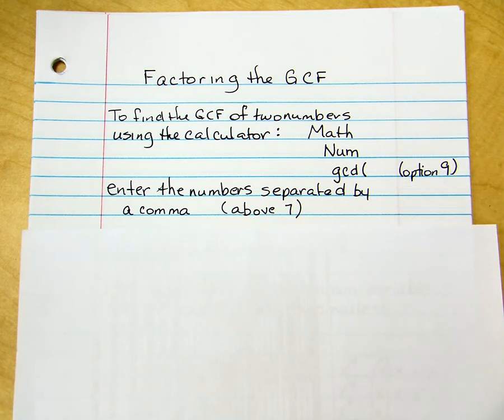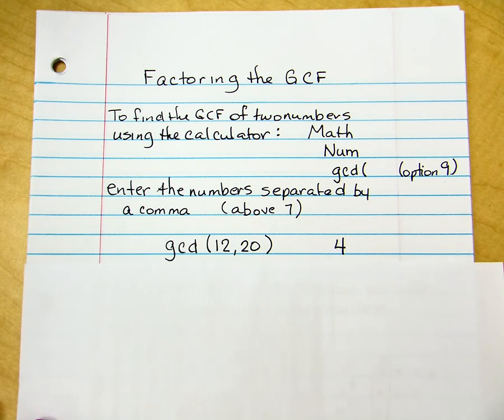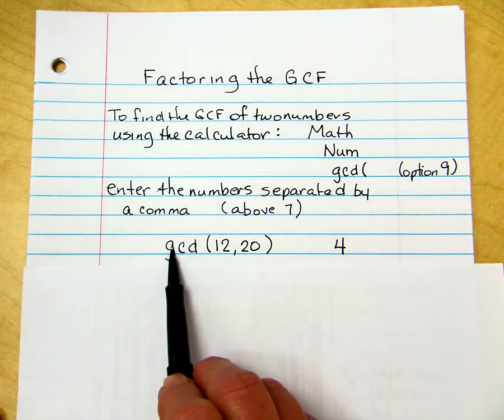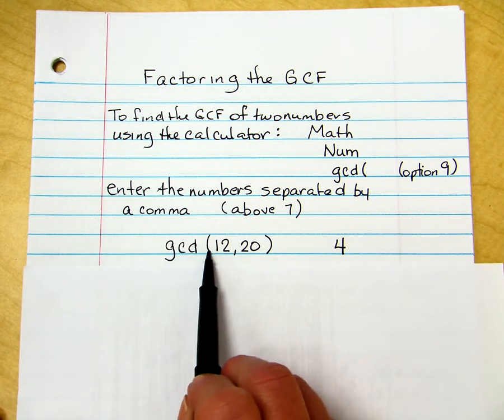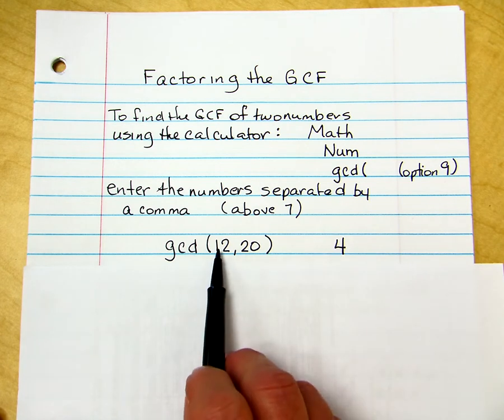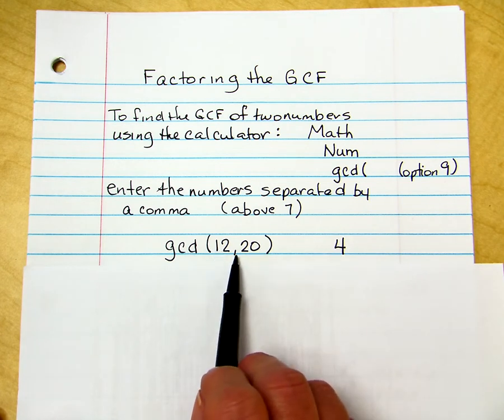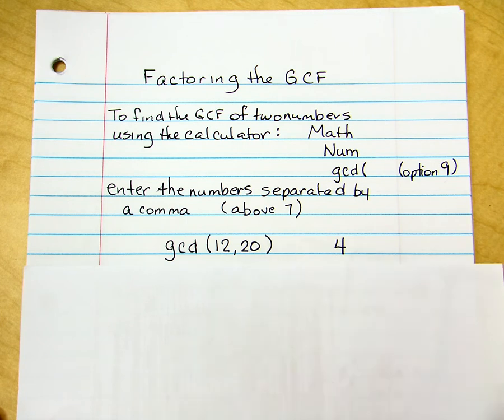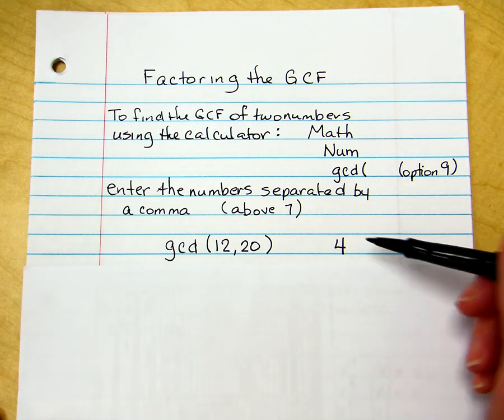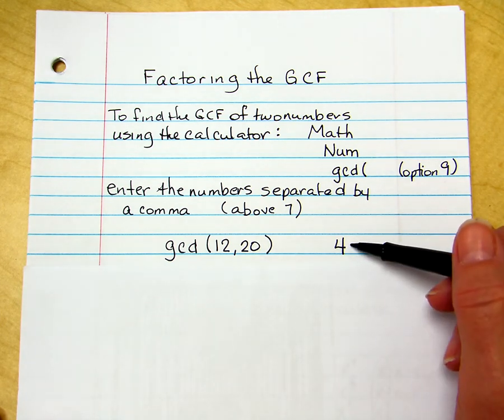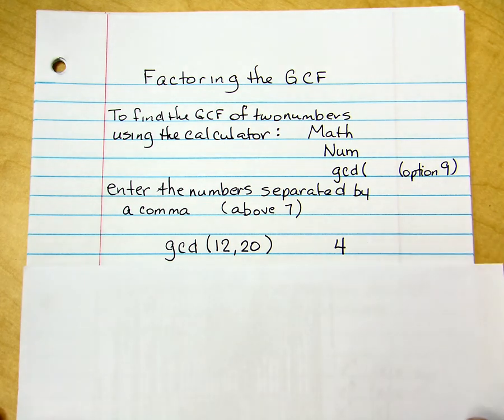When we enter the numbers in, we're going to separate them by a comma, which is above the 7 key. So if we choose option 9, we get the GCD open parentheses. We enter our numbers, say 12 and 20, separated by a comma, and then close up that parentheses and hit enter, and the calculator will tell you that the greatest common factor of these two numbers is 4.